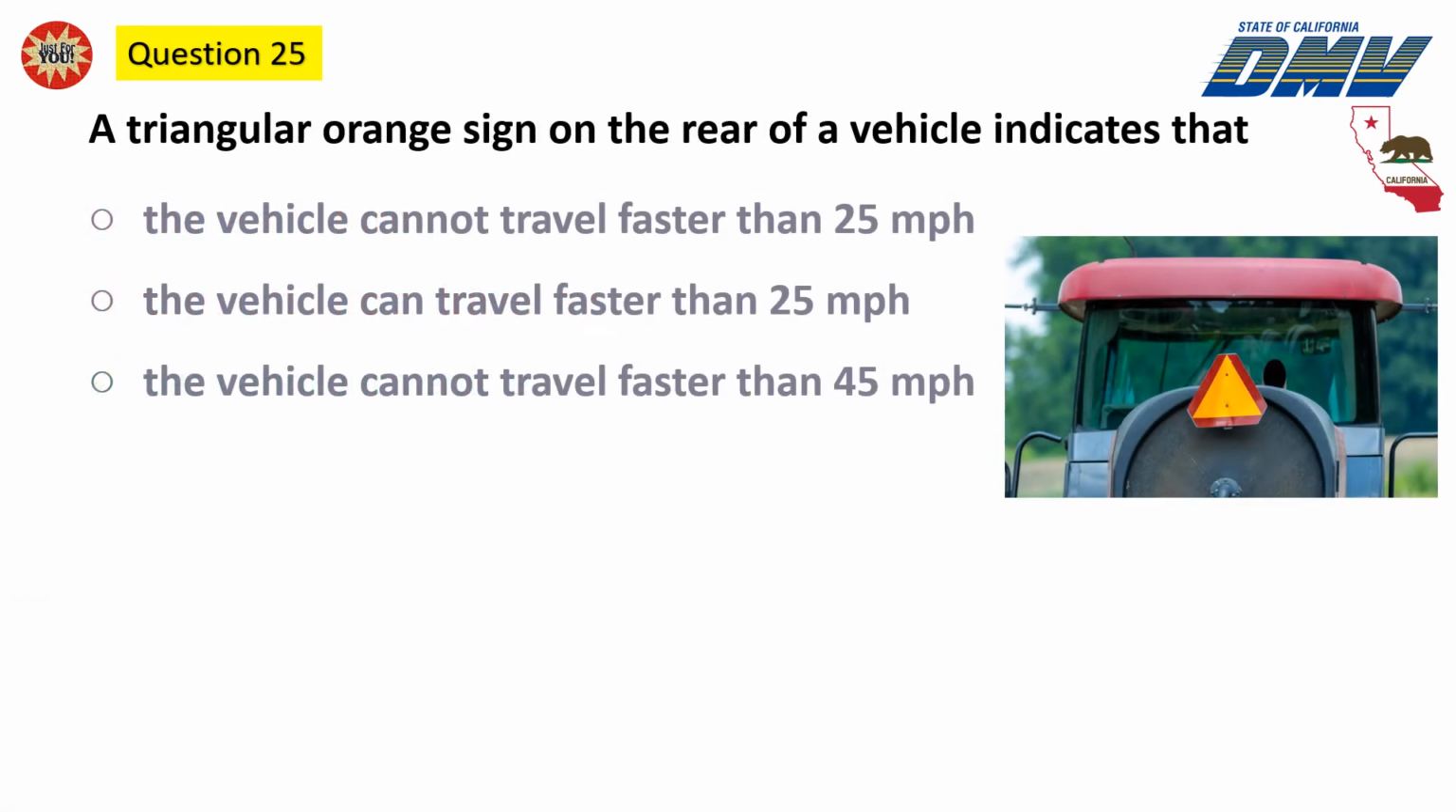Question 25. A triangular orange sign on the rear of a vehicle indicates that the vehicle cannot travel faster than 25 miles per hour. The vehicle can travel faster than 25 miles per hour. The vehicle cannot travel faster than 45 miles per hour.